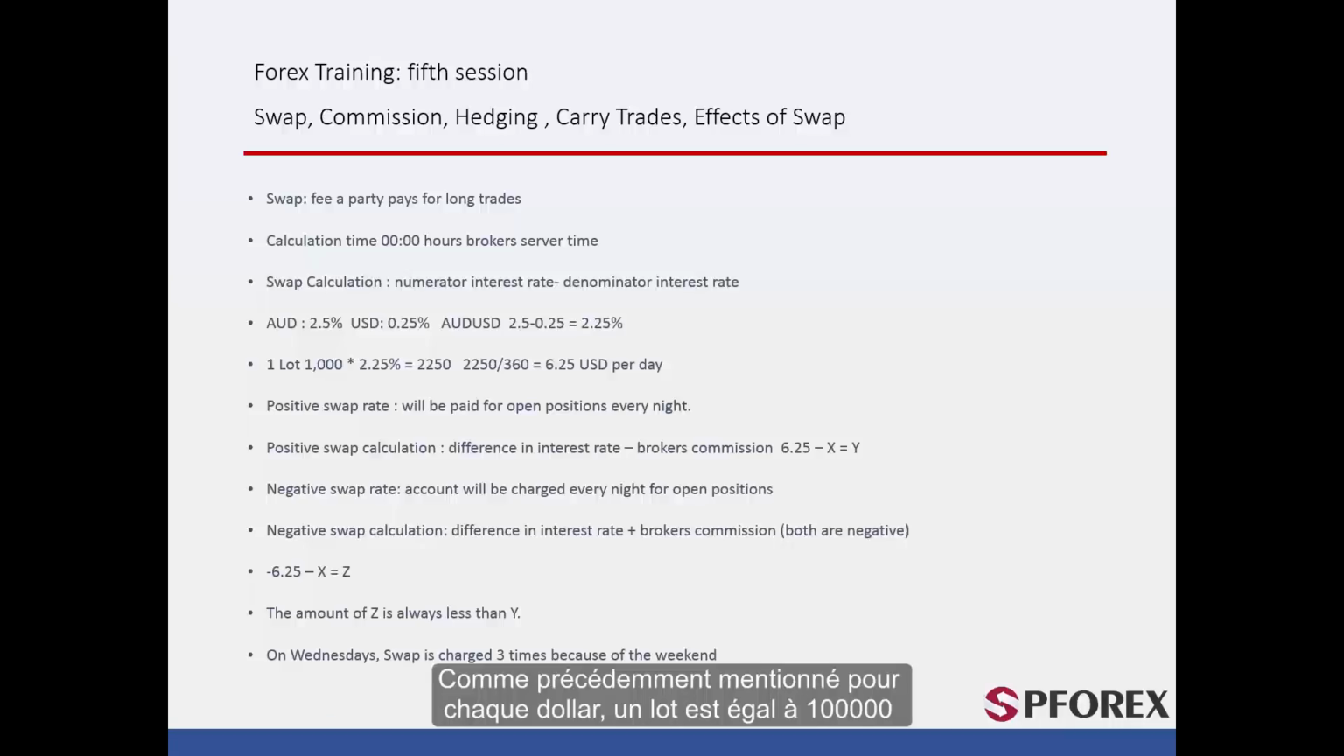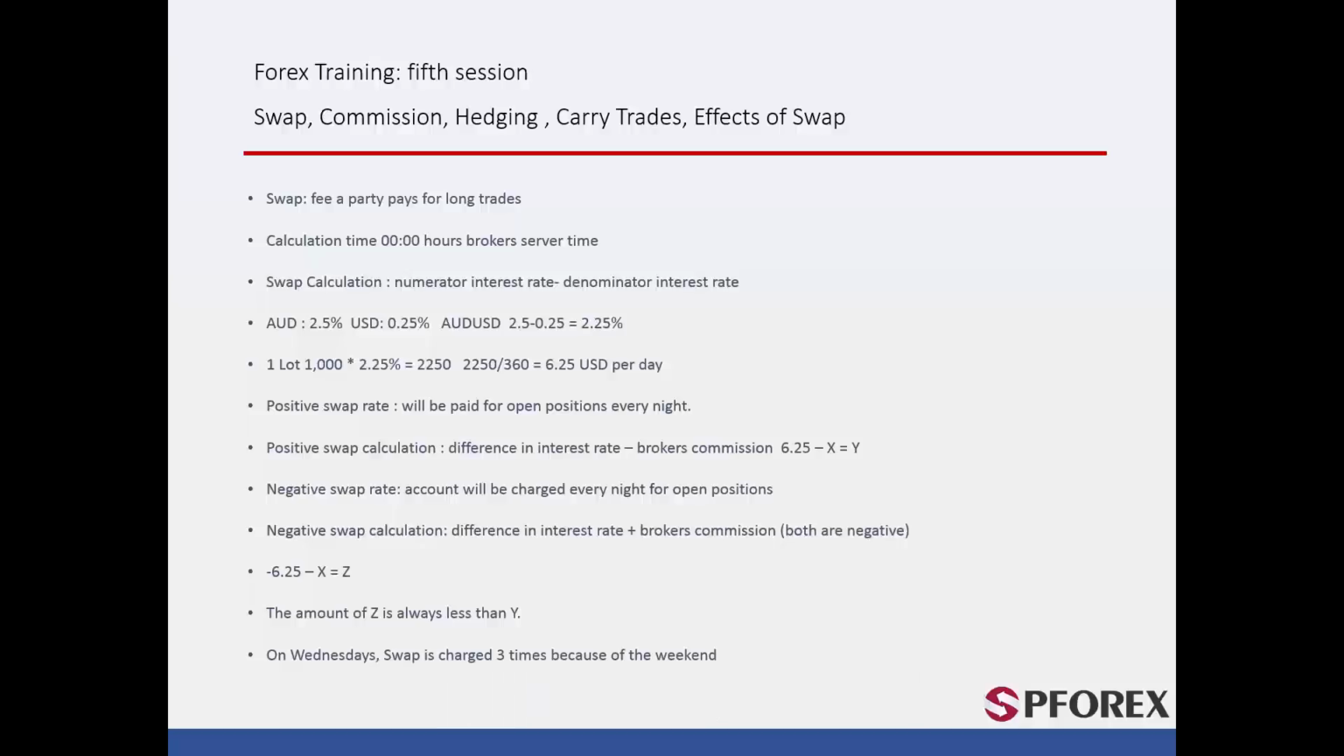As we mentioned before, for every dollar, one lot is equal to 1,000, and if we multiply that by 2.25, we will have an annual swap of $2,250. And if we divide that number by 360 to indicate daily amounts, it is approximately $6.25 of swap interest value that will be withdrawn from or deposited to your account. This depends on whether you are buying or selling in your position.